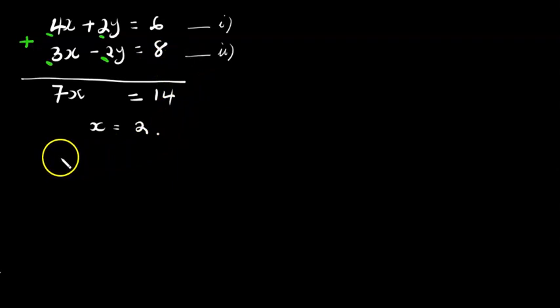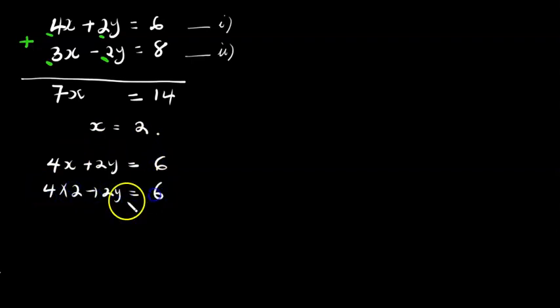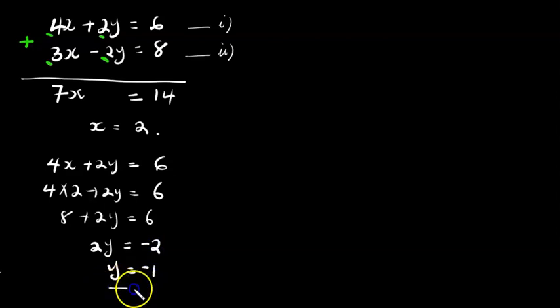I can choose the first equation, where 4x plus 2y is equal to 6. When I substitute x here, I have 4 times 2 plus 2y equals 6. So here you have 8 plus 2y equals 6. So you can see that 2y equals negative 2 (6 minus 8), then you divide by 2, y equals negative 1. So your solution is x equals 2 and y equals negative 1.